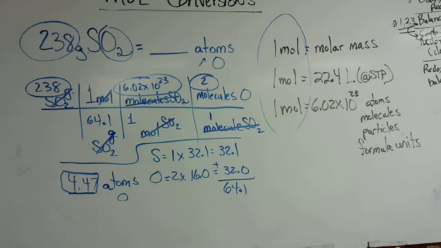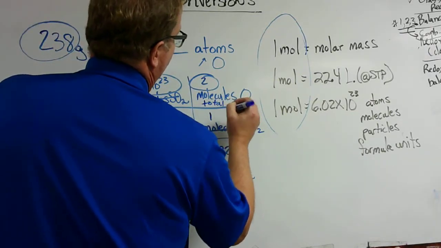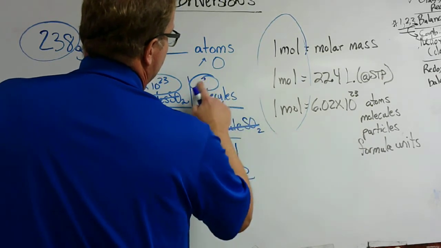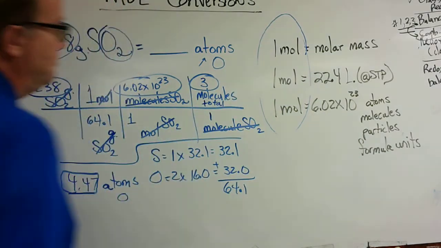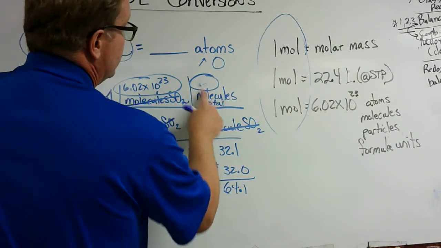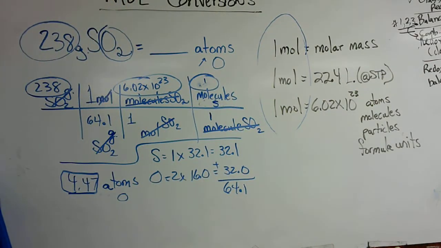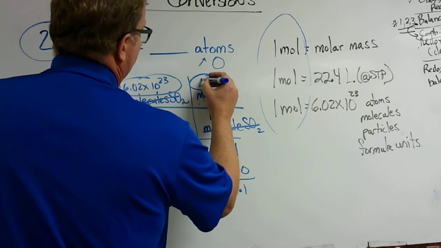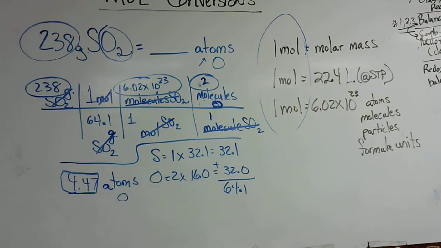So again, we just go with the flow. Maybe we want molecules, total molecules of the whole thing. That would be 3. Maybe we want molecules of S. That would be 1. So it is kind of flexible as far as what we are doing on this guy here. And it will change.